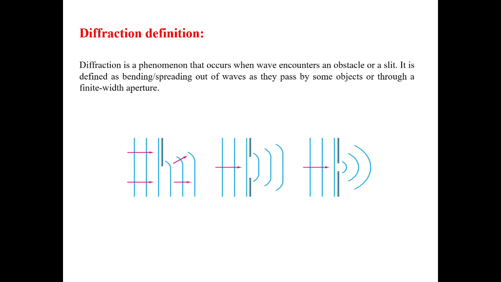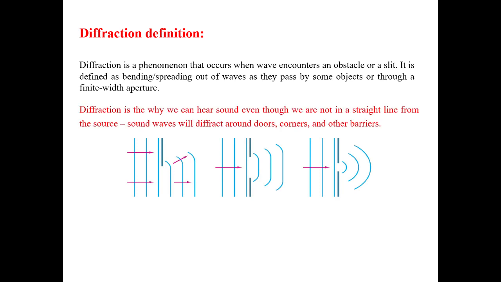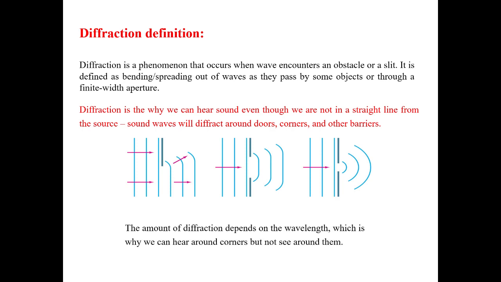The phenomenon of diffraction is defined as the spreading out or bending of light around the edges of an obstacle it encounters while passing through a finite width aperture. It is diffraction of waves due to which we can hear the sound coming from a position hidden from our eyes. The amount of diffraction is a function of the wavelength of waves, which is why we can hear around corners but cannot see around them.